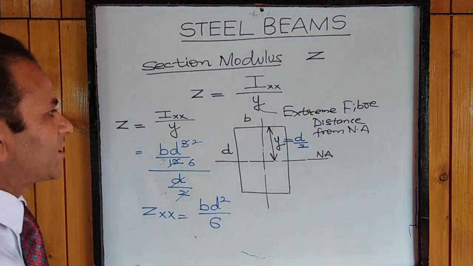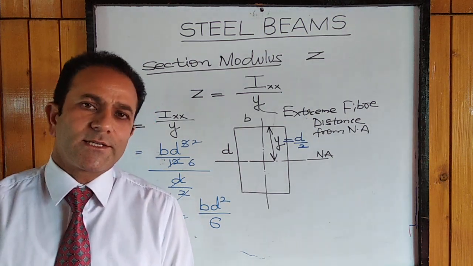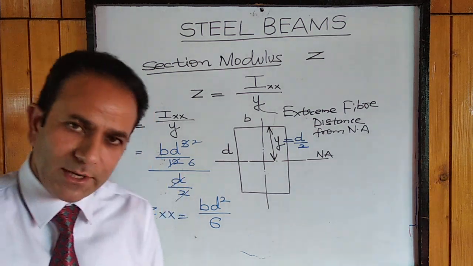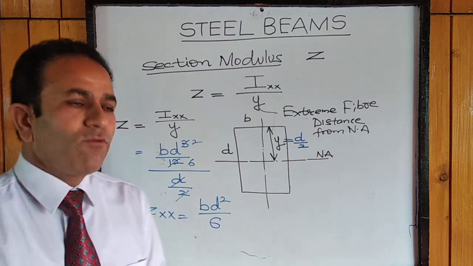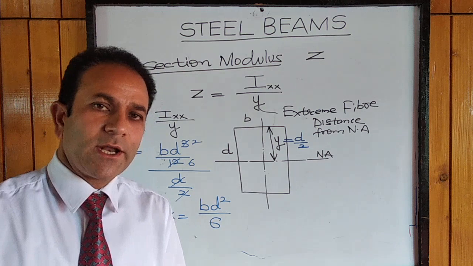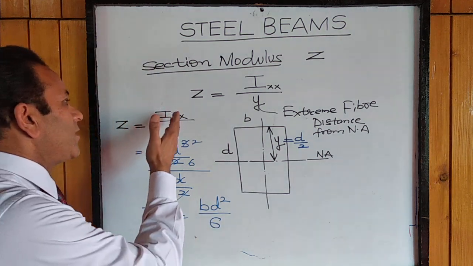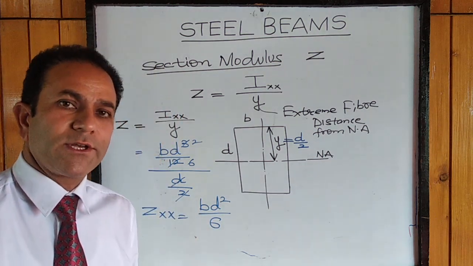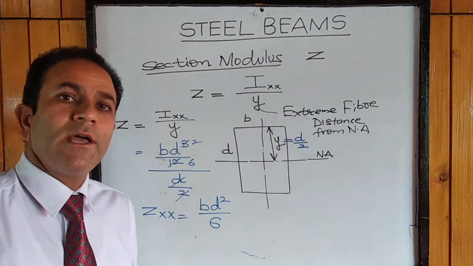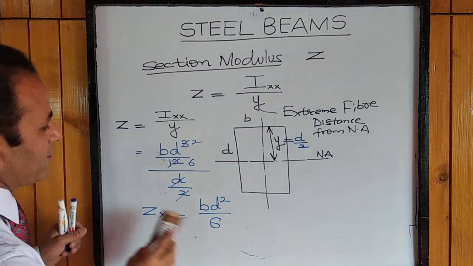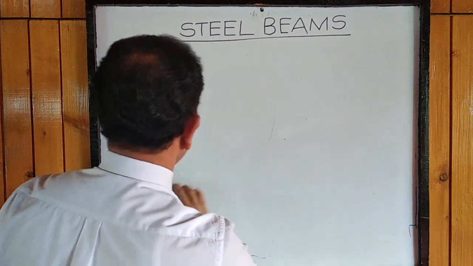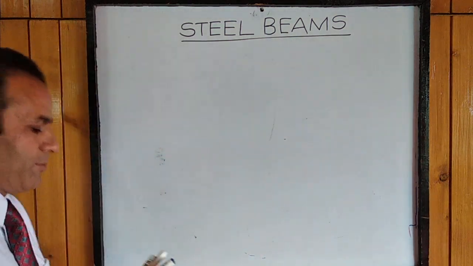For a rectangular section, and for the other sections, I section, channel section, whatever we are using, Z is available in the steel table for a single section. If we need it for a built-up section, if we have built the members together, then Z may be calculated from the basics. We will have to calculate the moment of inertia about the X axis. And for the built-up section, we'll have to find out the Y value, that is the extreme fiber distance, and then we'll have to calculate Z for that particular member. This is the section modulus for the particular beam.